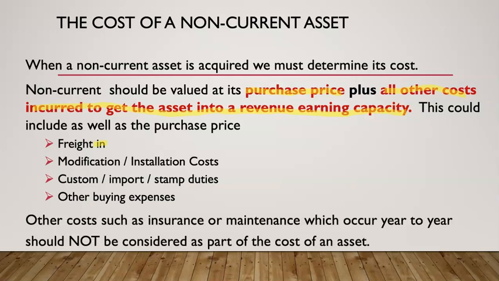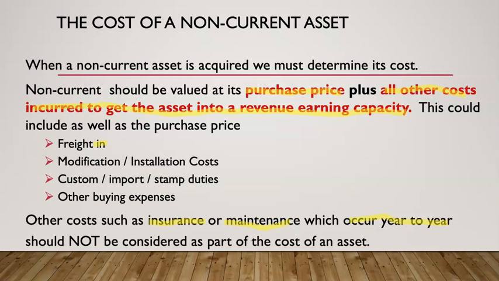What do we not include? We don't include recurring costs. These recurring costs are commonly insurance or maintenance, and I call them recurring costs because they occur year to year. These are not considered as part of the cost of an asset because they're not to get the asset into revenue earning capacity. These are just costs that we use to maintain this asset each year.